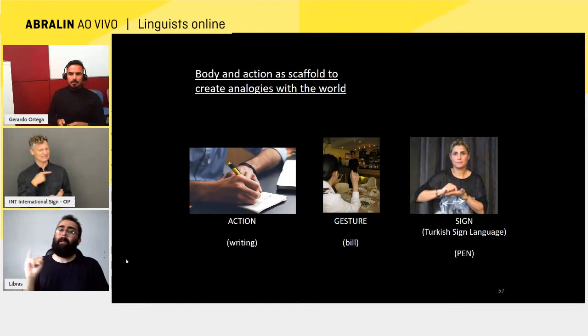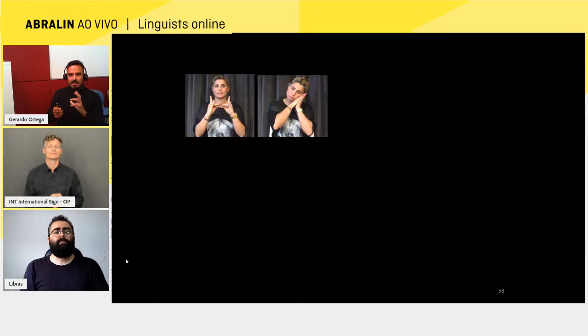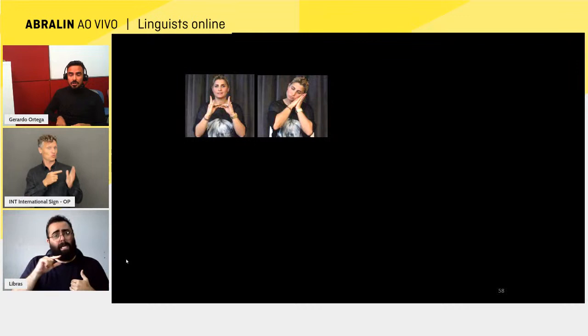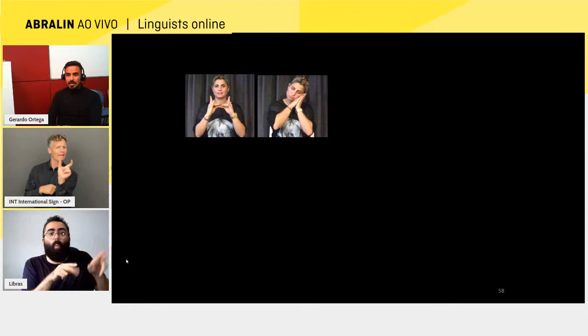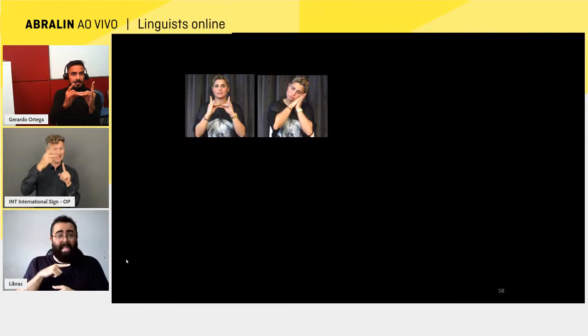For example, we have some evidence that shows that signs that represent bodily actions play an important role in sign language learning. In Turkish Sign Language, as in many sign languages in the world, there are different lexical variants for the same concept. This is the sign for bed in Turkish Sign Language. In one variant, the sign represents the shape of the bed, but in the other variant it represents the action associated with the bed.